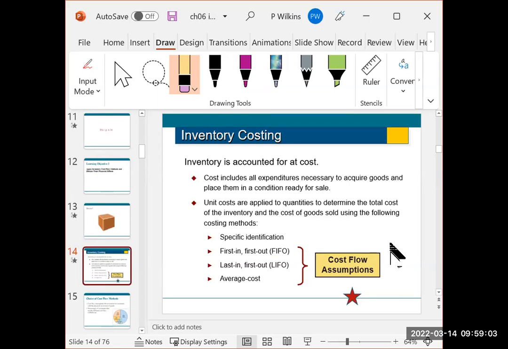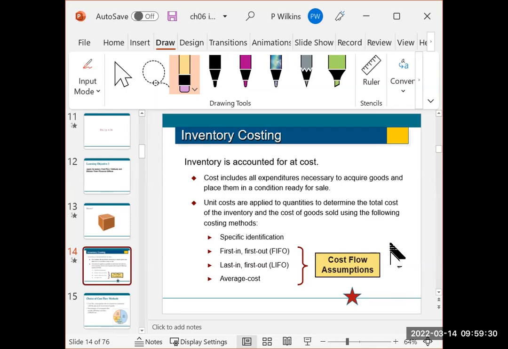So, for instance, Coca-Cola is an example. They might pay so much a pound for sugar on Monday, and then on Wednesday they might pay a totally different price for sugar. So the cost flow assumptions are a method of looking at the cost of the inventory: the first that came in, the first that goes out, or the last that came in, the first that goes out, or the average costing method. So those are the cost flow assumptions.